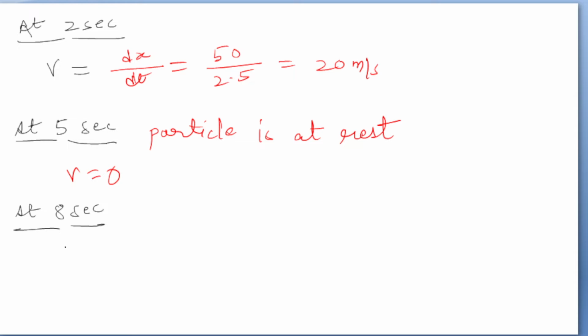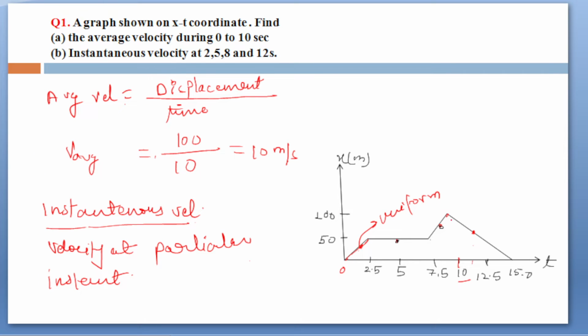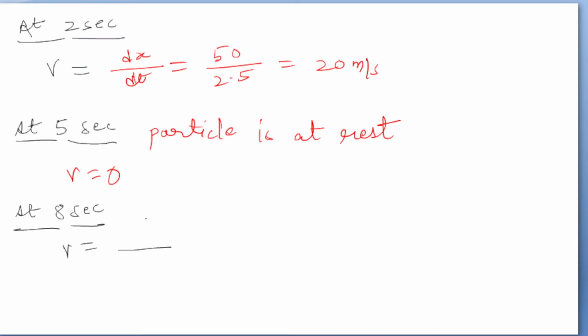So velocity at each point will be the same, and it is the slope of this line. This is the slope of this line, this is the displacement which is 50, time period which is 2.5 second, and 10 minus 7.5, so this is 50 divided by 2.5, that is 20 meter per second.